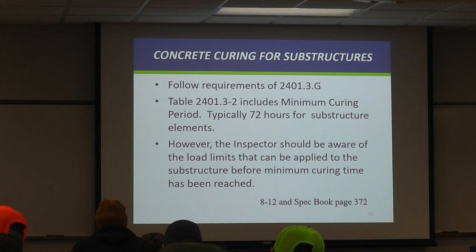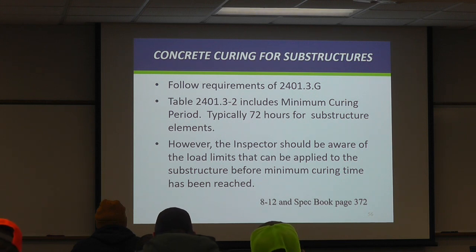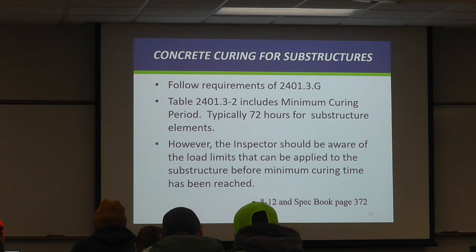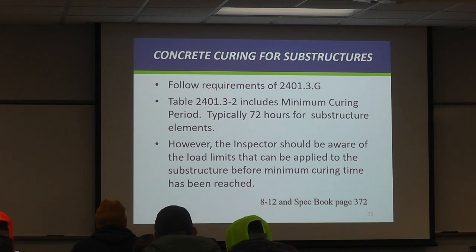There's three main curing tables, and we'll be talking about all of them. Some apply only to that. But typically for substructure, which we are learning about right now in this session, it's typically 72 hours. And so if we look at that table 2401.3-2 on page 372, we can look down there. For the substructures, pier caps are 72 hours. Sections not included in superstructure is 72 hours. So that's the third from the bottom. So that's kind of a catch-all for the minimum curing period.